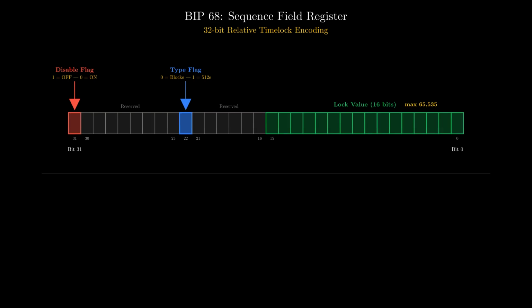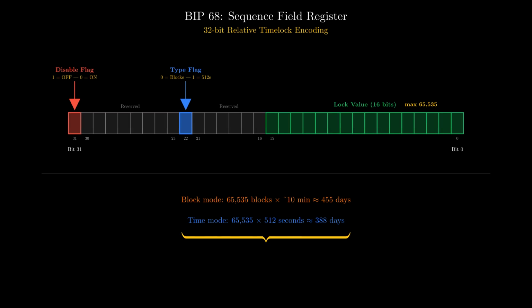Below the register, we can see the implications. In block mode, 65,535 blocks at about 10 minutes each gives roughly 455 days. In time mode, 65,535 times 512 seconds gives about 388 days. Either way, the maximum relative lock caps at roughly 1 year. Let's walk through two concrete examples.